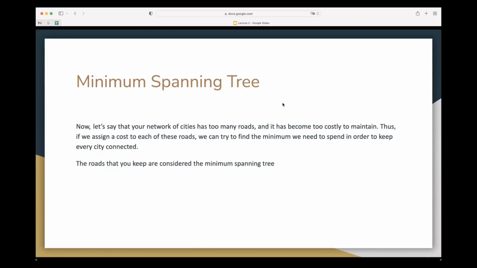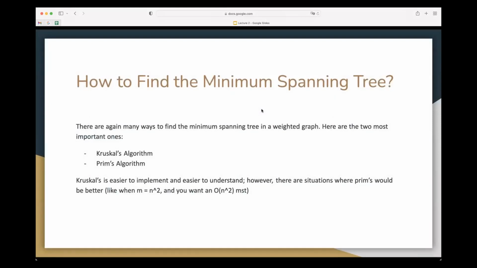Yeah. So how would we do this? Well, the first, well, there are again a few ways to do this. There are 3 algorithms that are very popular or very useful, I guess. I'll only talk about 2 of them here. So the first one is Kruskal's, and the second one is Prim's. Kruskal's is much easier to implement and understand, but there are many situations where Prim's would be better, so it's important to know both of them.